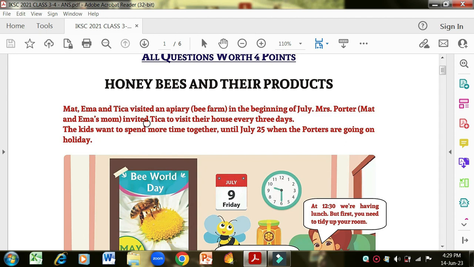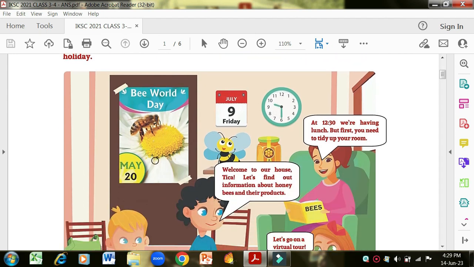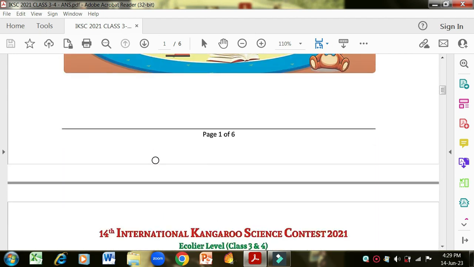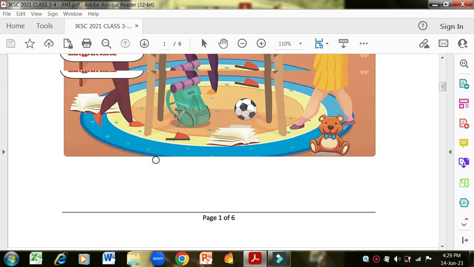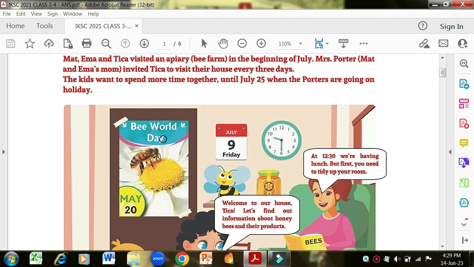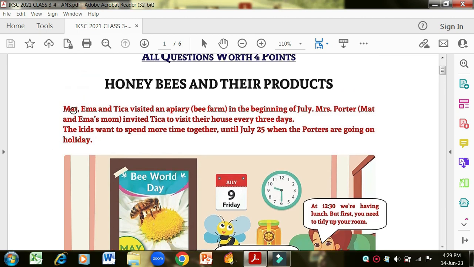Some explanation is given along with the picture, and at the end you are going to solve these MCQs, and you are going to find the answers from this picture and the explanation. So listen to me very attentively. Matt, Emma, and Tika visited an apiary, a bee farm. Apiary is called a bee farm, in the beginning of July. Mrs. Potter, Matt and Emma's mom, invited Tika to visit their house every 3 days. The kids want to spend more time together until July 25th, when the Potters are going on holiday.